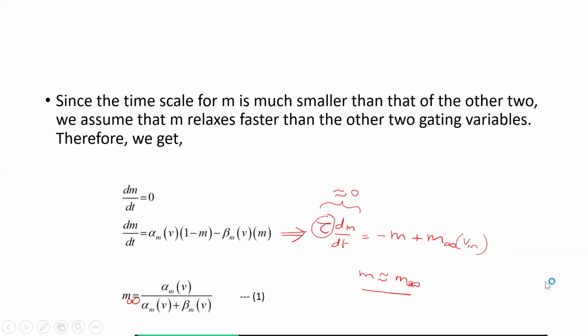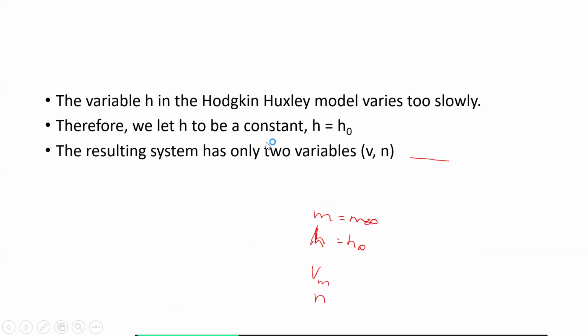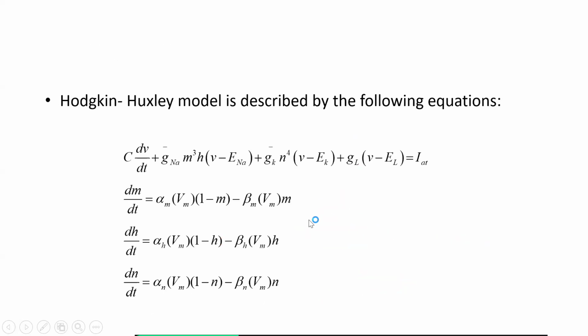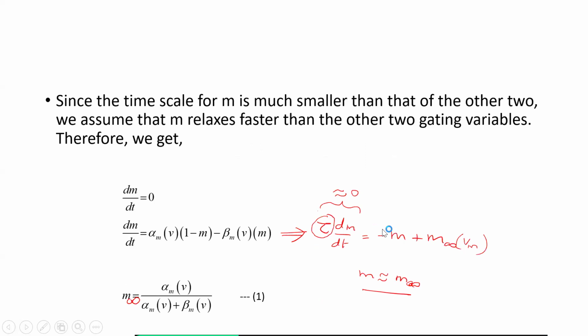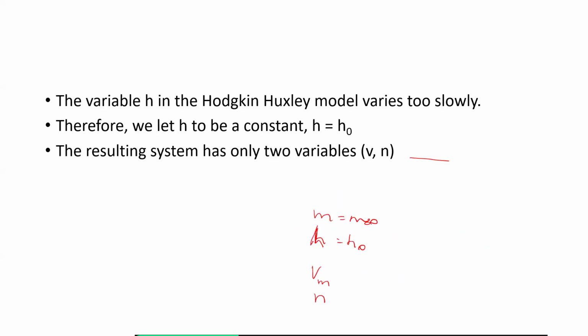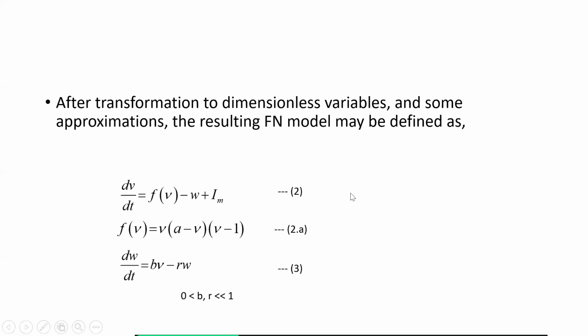If I can get rid of this differential equation, then I also assume that h is a slow variable. That means h doesn't vary much. So I'll assume it's approximated by a constant, h equal to h naught. By doing that, I got rid of the h dynamics also. So then I only have dynamics for the Vm equation, this one, and the n equation. These two equations I got rid of. So then I'll have only 2 differential equations. Therefore, I can use the phase plane. There is some more transformation and simplification that is done. When you do that, you can reduce the 4 variable Hodgkin-Huxley model to a 2 variable system like this.